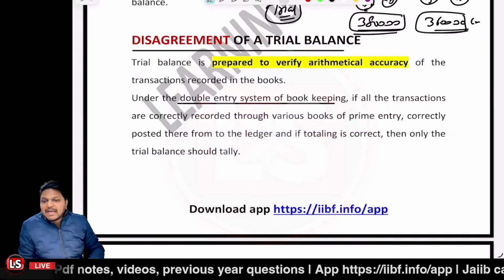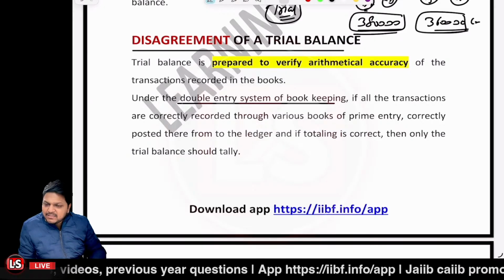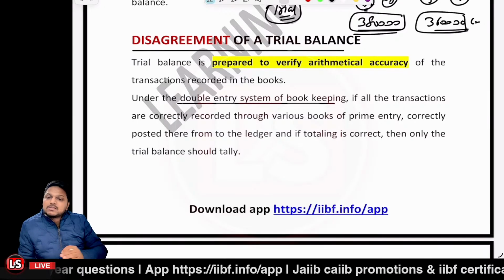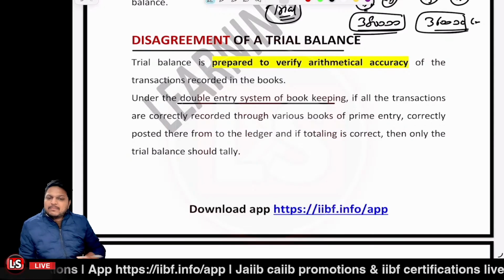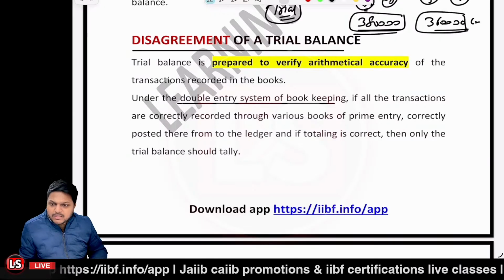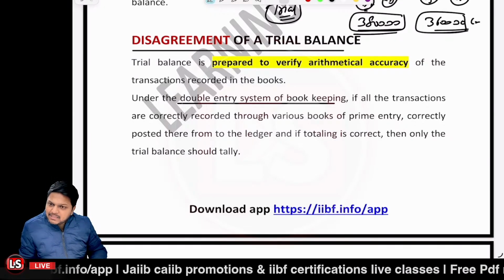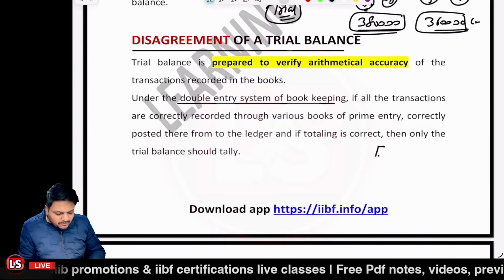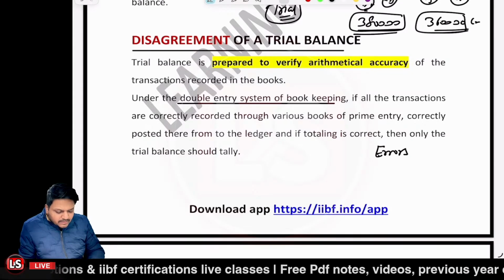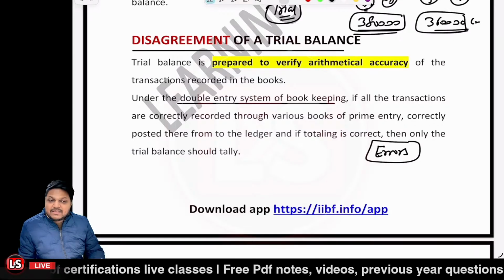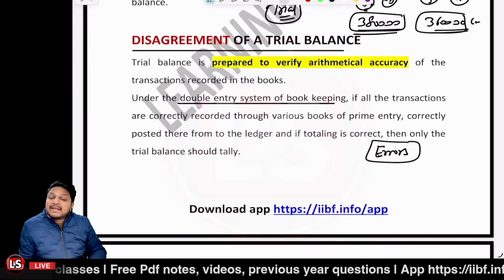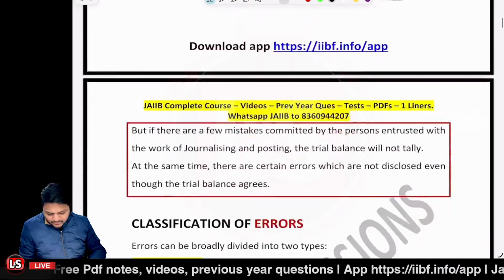It means that we have either not posted the entries correctly, or it may be the case that we have taken the wrong totals from the ledger to the trial balance. Both cases could be there. Either we have not posted correctly, or there are some errors in it. So here comes a concept related to errors, that there is some error that is to be rectified, right?